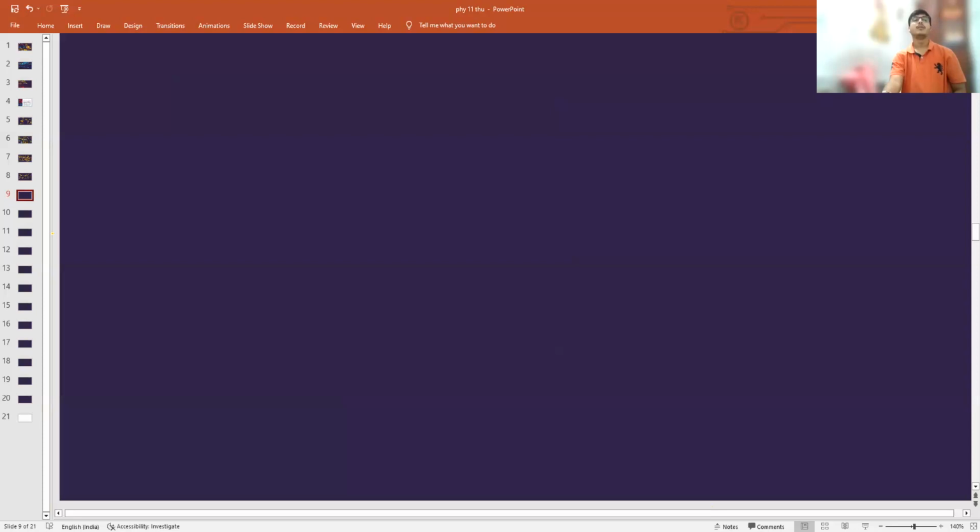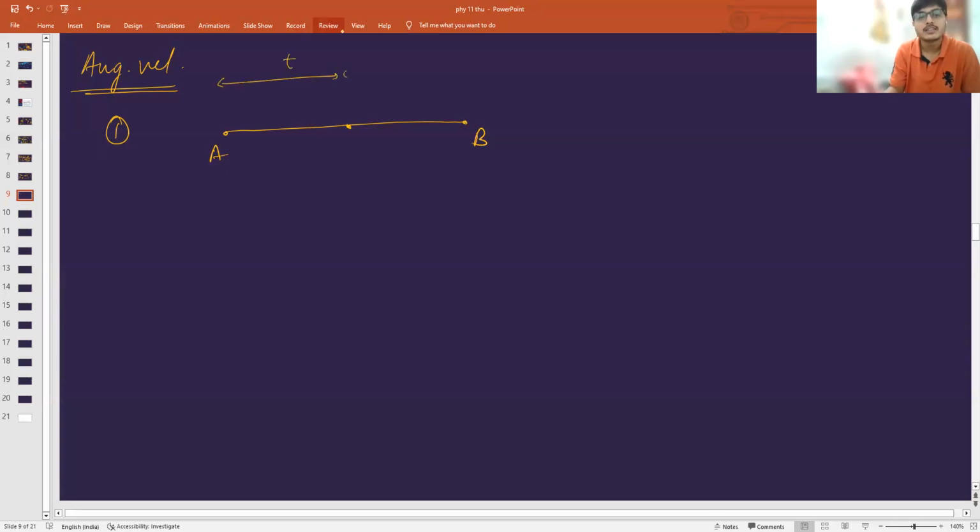Last topic for today. We'll be calculating the average velocity. Condition number 1: let us say this is the displacement done by a body, and it is divided into 2 half times, T and T. For the first half time, the velocity was v1. For the second half time, the velocity was v2.